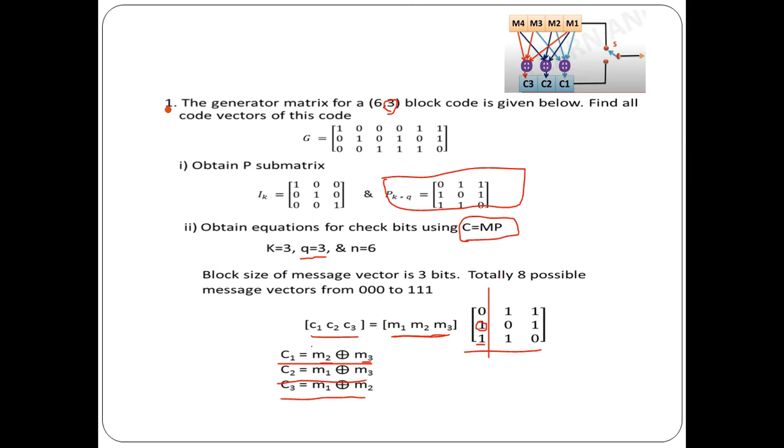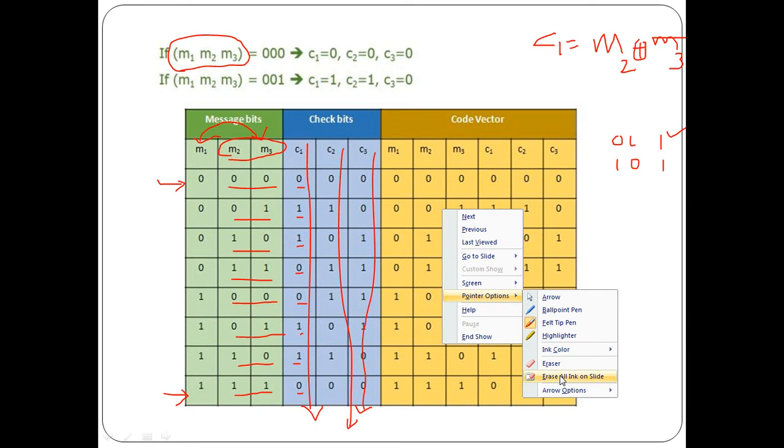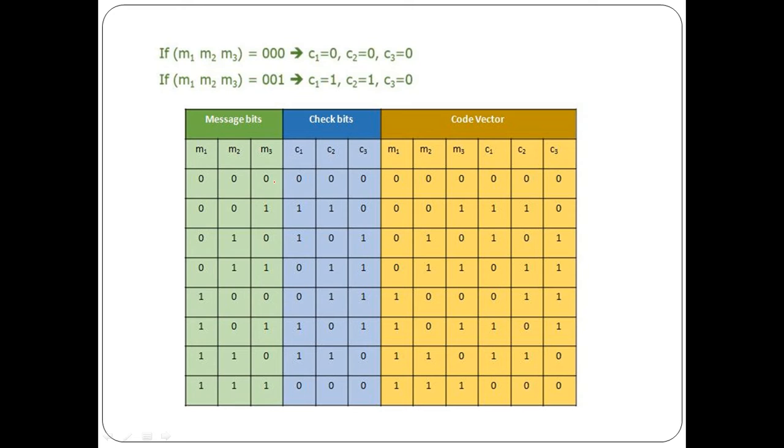If I know the C2 equation, the M1, M3 combination, then between these two columns you do the XOR operation and fill the C2 column. Likewise, column by column, C1 first, C2 next, C3 after, and then the check bits will be finished. Once we have finished the check bits calculation, we place them side by side: first message bits, then check bits. These are message bits, these are check bits. It will form the code vector.